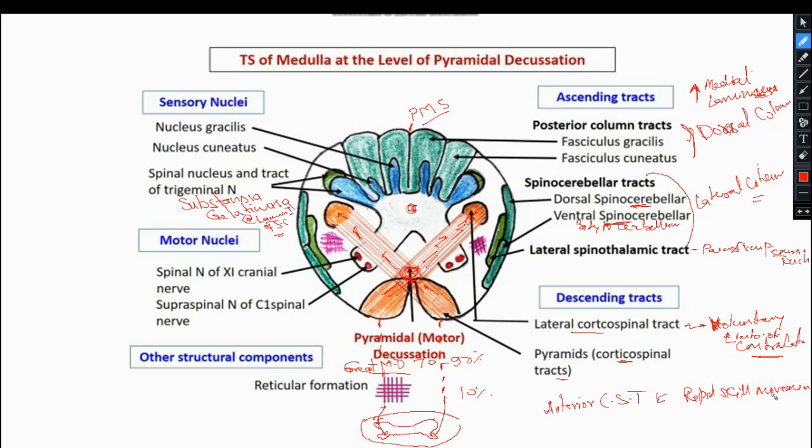Clear? So as I said, these fibers are running in a backward lateral direction. What they do is split this central gray matter, which has been extended anterolaterally. This gray matter gets split by these fibers, and it has a nucleus. What is this nucleus? The spinal nucleus of the 11th cranial nerve and the supraspinal nucleus of C1 spinal nerve.